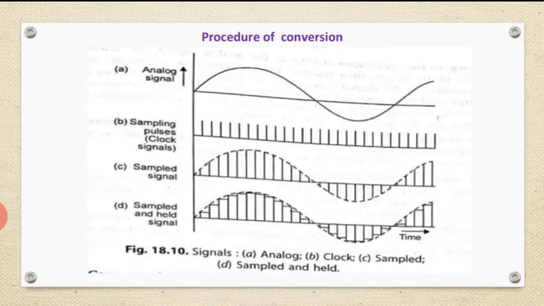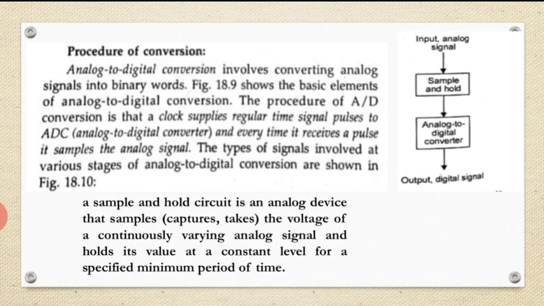This figure shows the waveforms: the analog signal and sampled pulses in the first figure, the sampled signal in figure C, and the sampled and held signal as shown in D. The procedure of analog to digital conversion involves the sample and hold circuit, and its output is given to the analog to digital converter.